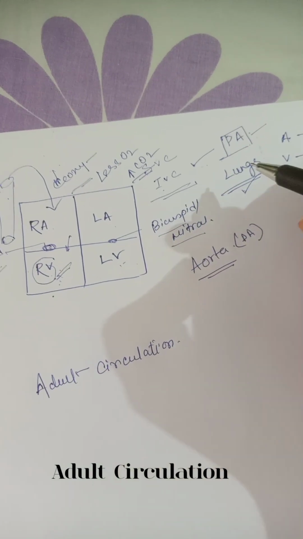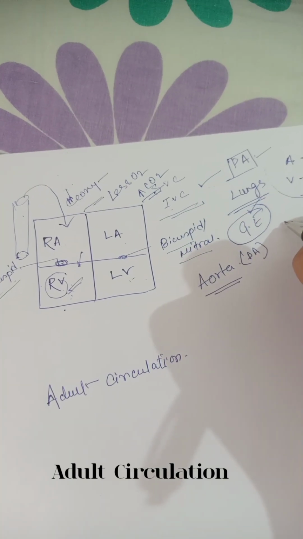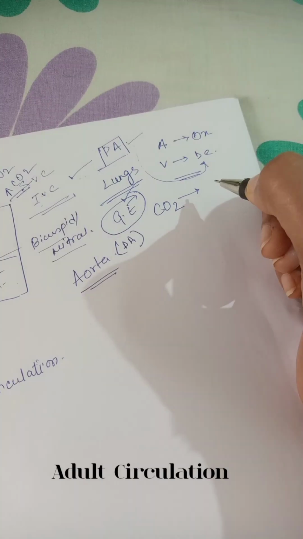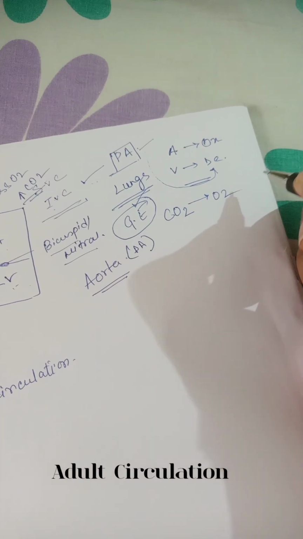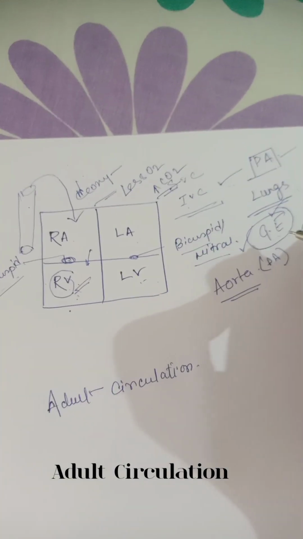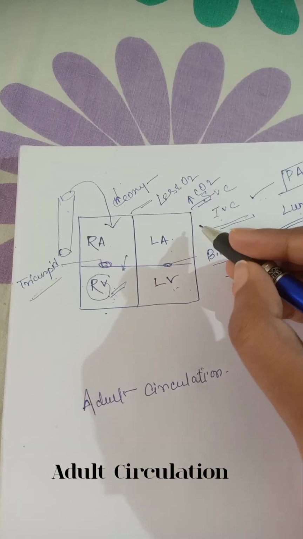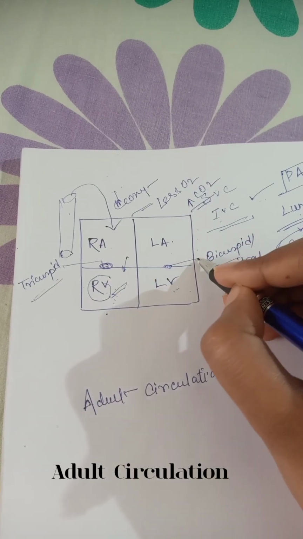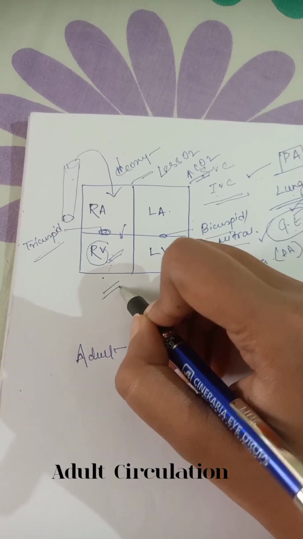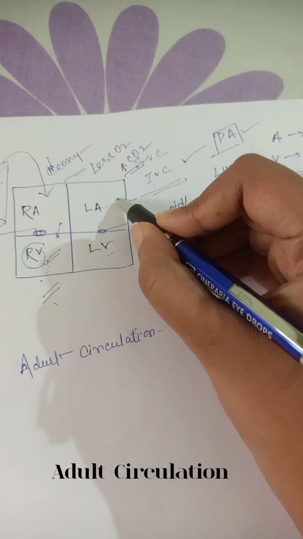So this deoxygenated blood carried by the pulmonary artery comes to the lungs. In the lungs there is a process called gaseous exchange. So the carbon dioxide mixed blood or deoxygenated blood turns into oxygenated blood by a phenomenon known as gaseous exchange, and goes from the lungs to the left atrium by 4 pulmonary veins. So what happened here? Pulmonary artery carried the deoxygenated blood and pulmonary vein carried the oxygenated blood.